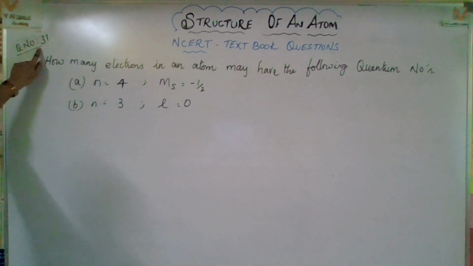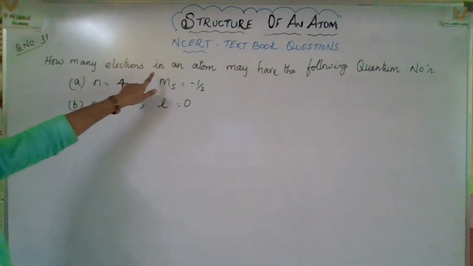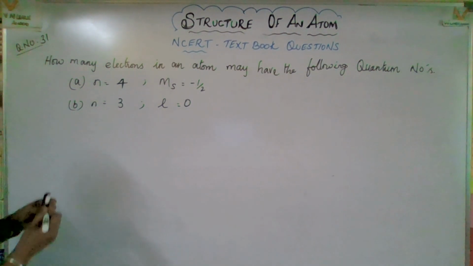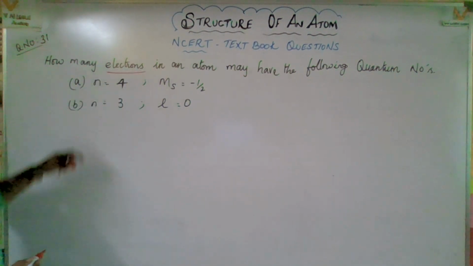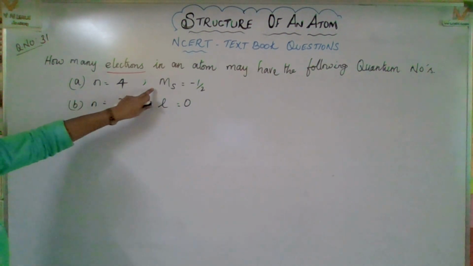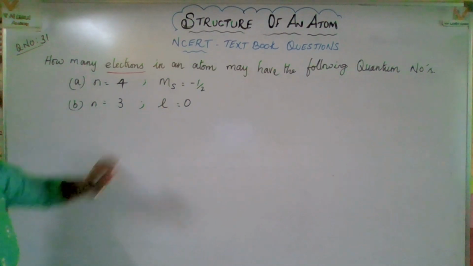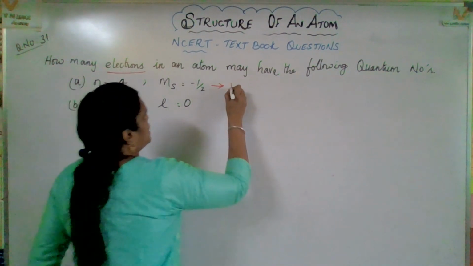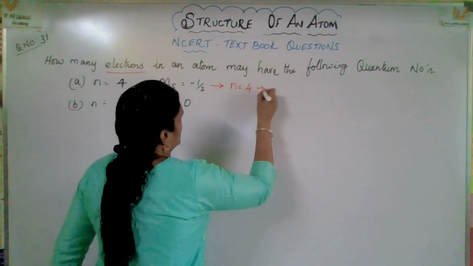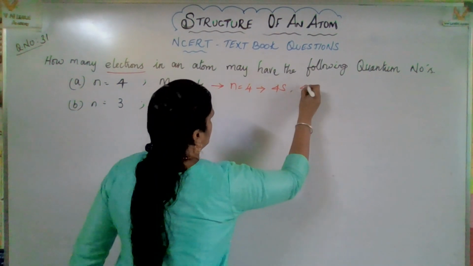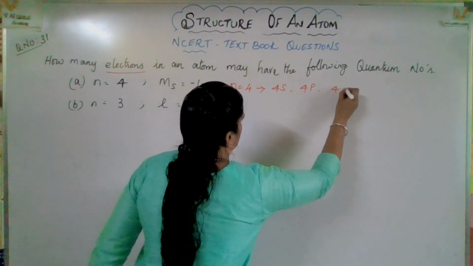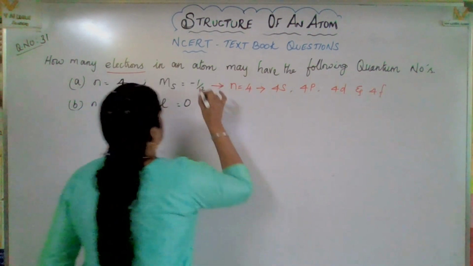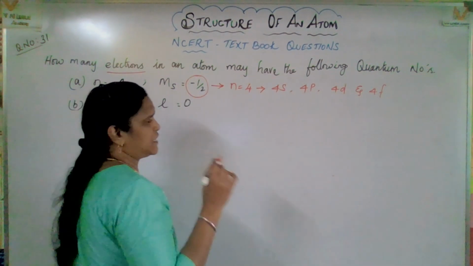Now the next, 31st question. How many electrons in an atom may have the following quantum numbers? They directly mentioned how many electrons. Okay, now n equal to 4, and the spin quantum number is minus half. So what are the possibilities? n equal to 4 means 4s will be there, 4p, 4d, and 4f will be there. Everything is minus half only.